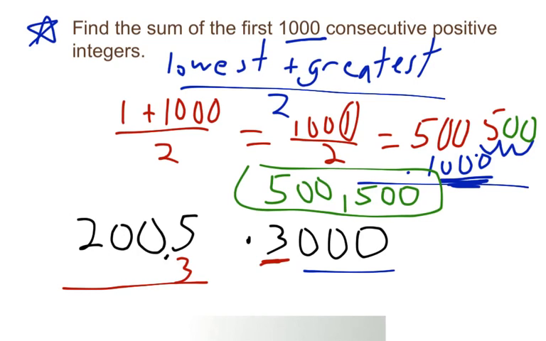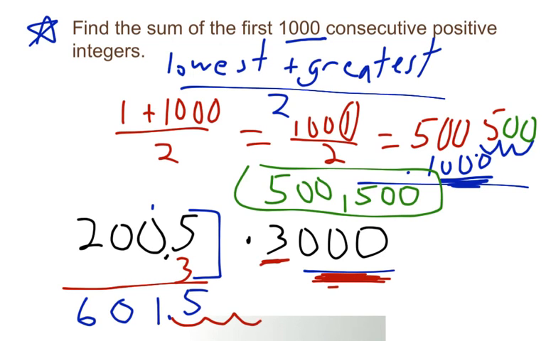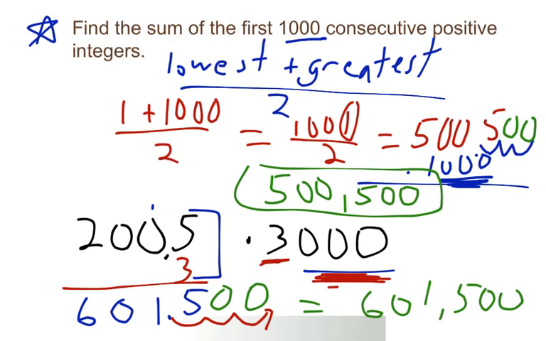So 3 times 5 gives us 15. Carry it. 3 times 0 is 0 plus the 1. 3 times 0 is 0. 3 times 2 is 6. We have one number behind the decimal, so it's 601.5. And now I'm just tacking on these 3 zeros from the 3,000. So it would be 1, 2, 3. So I'm going to tack on 2 zeros there to hold place value. So that answer would be 601,500. And that shortcut will definitely come in handy.